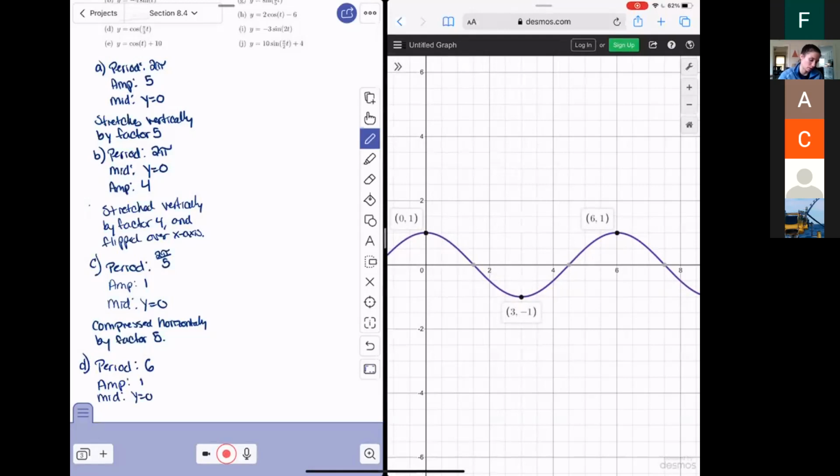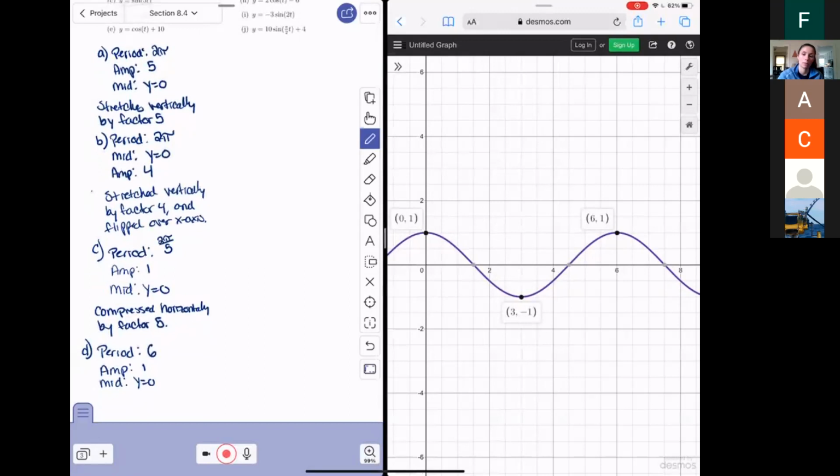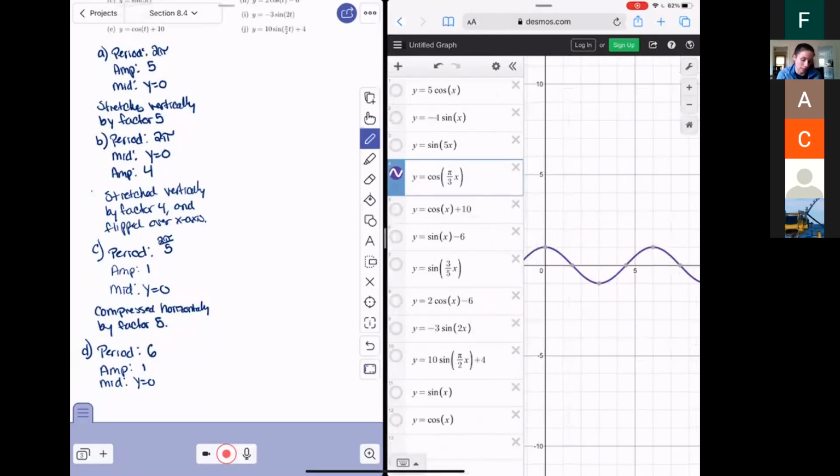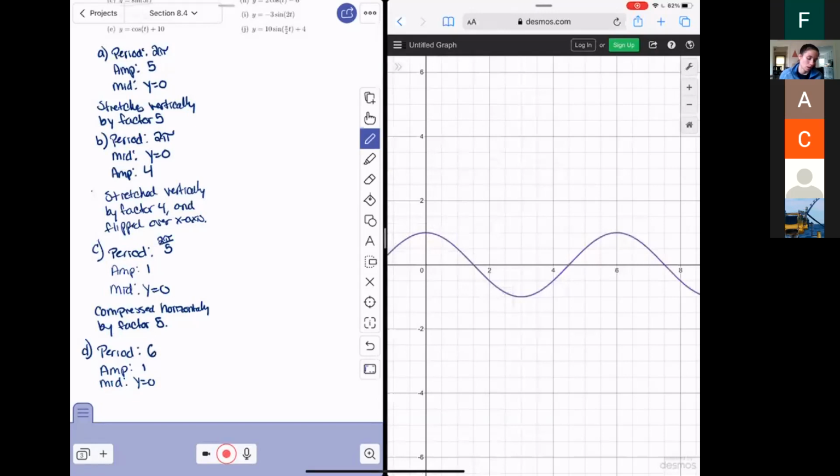Any questions there? What did you exactly type in the Desmos, just so I have an example? What did I type exactly? This is what I typed. For this one, I have y equals cosine of pi over 3 times x. Oh, okay. So you just put in the whole entire thing. Yep. Okay.